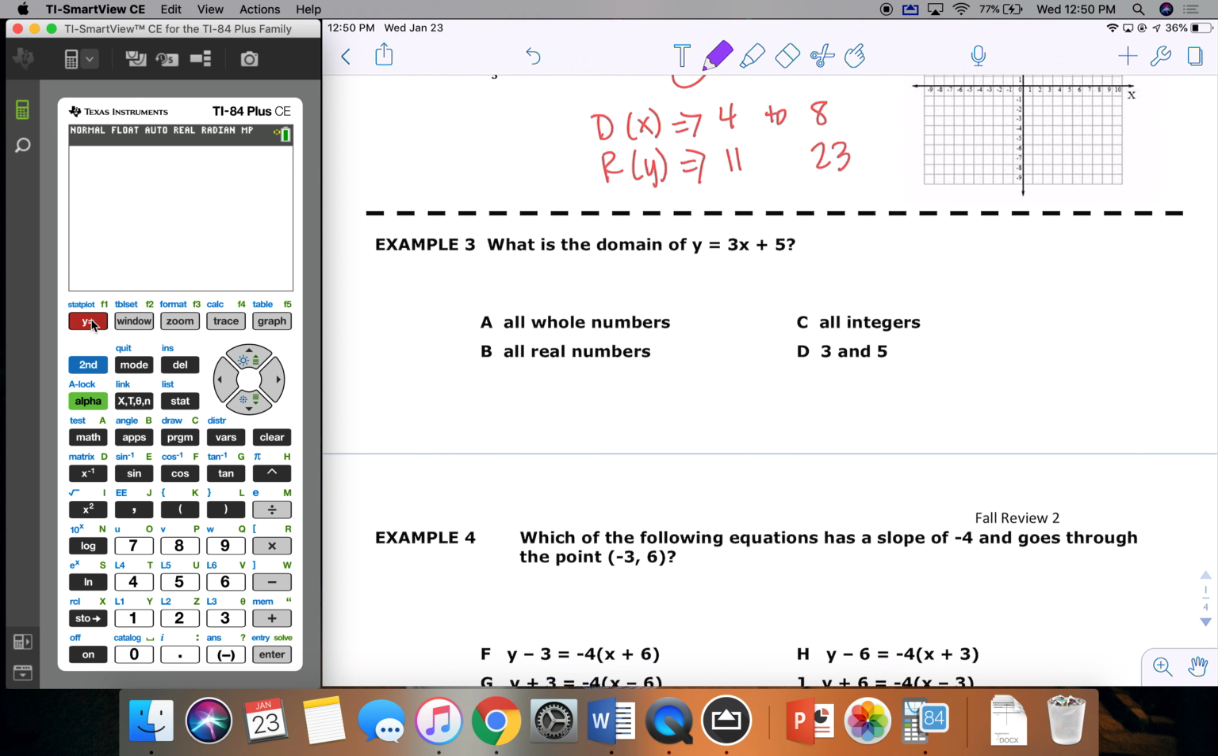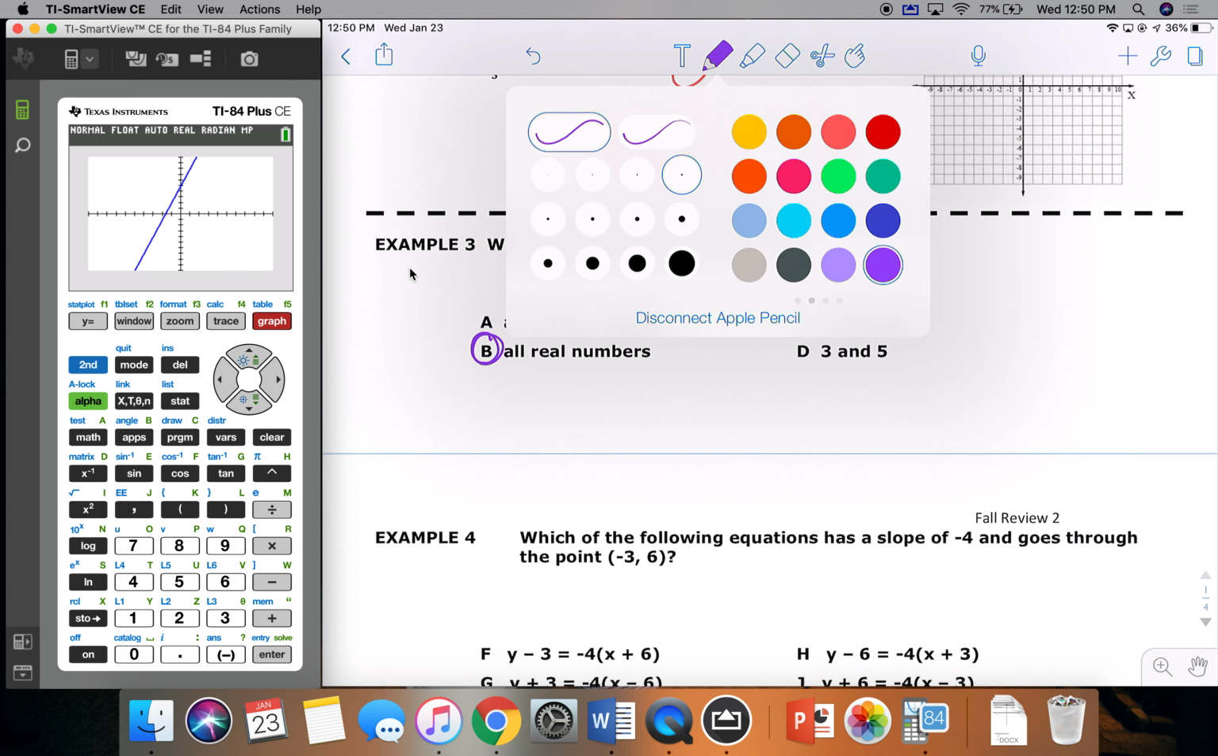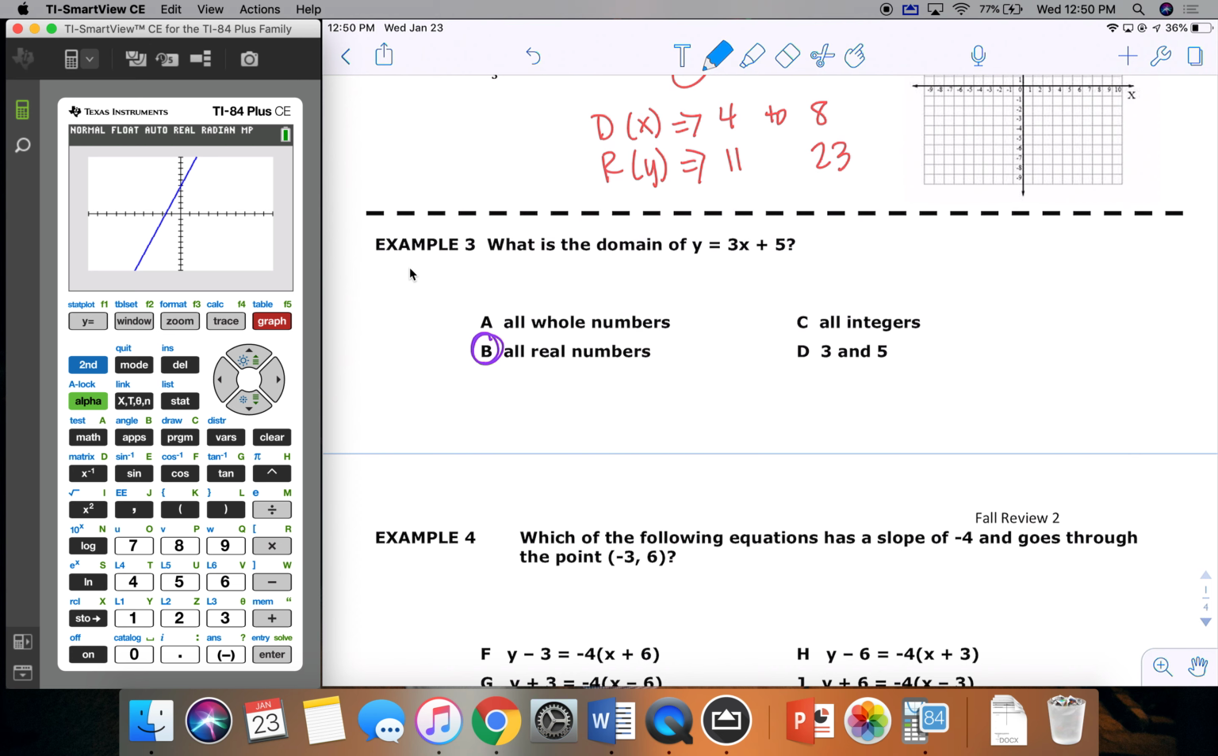Example 3, domain for y equals 3x plus 5, so I can plug that into my calculator. And this one I'm going to look at the graph. When I look at this graph, it is a straight line, and they did not tell me any endpoints. In example 2, they told me where to stop, but in example 3, we do not have any stopping point, which will be answer choice B for all real numbers.